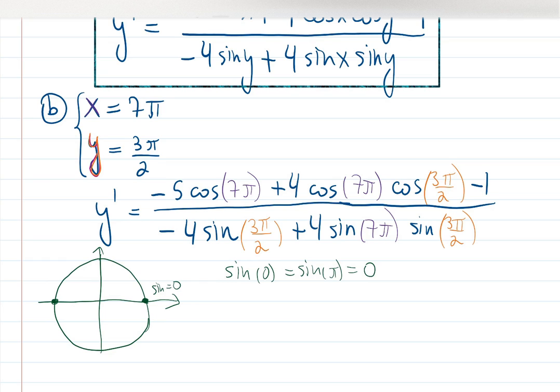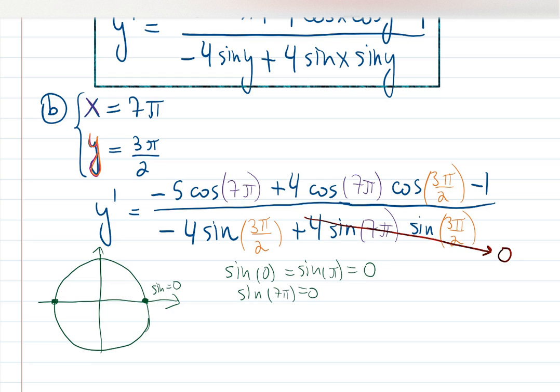Sine of 0, pi, 2 pi, 3 pi, 4 pi, 6 pi, it doesn't matter. So sine of 7 pi is 0. That means I can take red color and say that all this piece over here is 0. Do you see any other sine of 7 pi? Unfortunately, there are no others, so we will have to struggle with other cases.